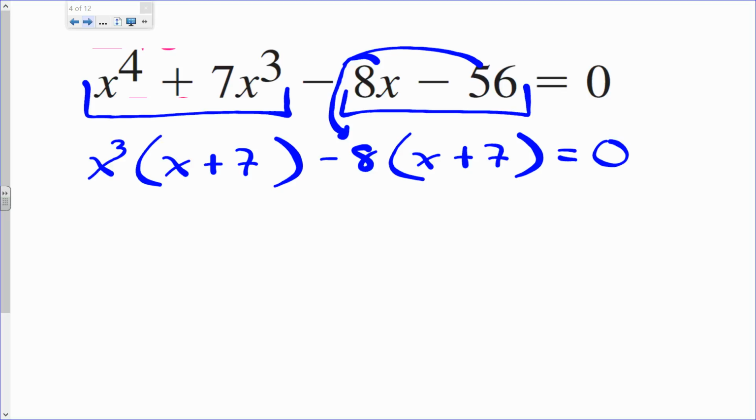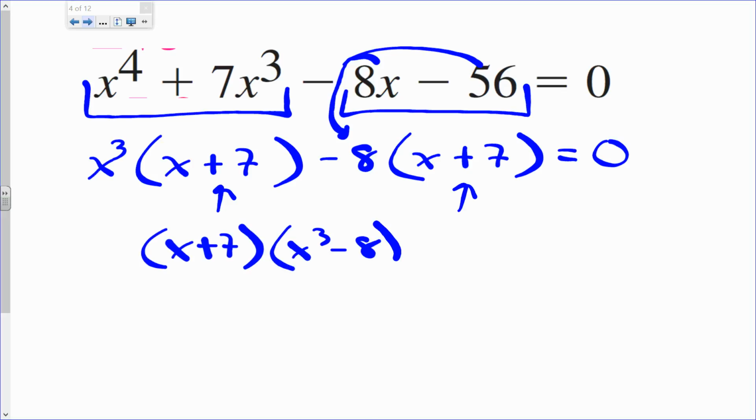So factoring by grouping, I now have x plus 7, right? In other words, the binomials are in common. So by factoring by grouping, I'm going to extract the x plus 7. So I'll have x plus 7 finally times x cubed minus 8 equals 0. Notice that.